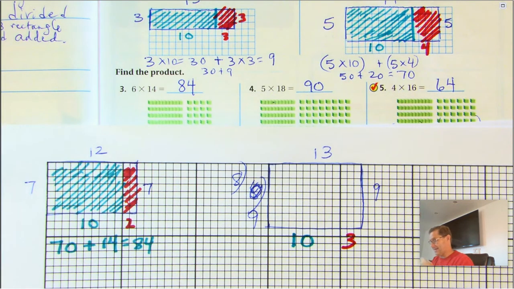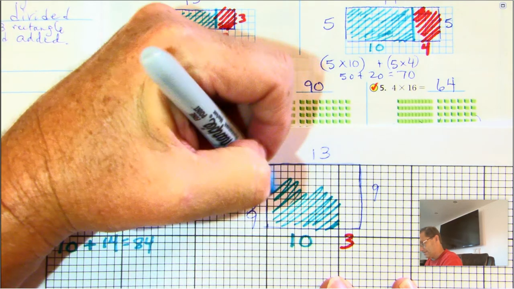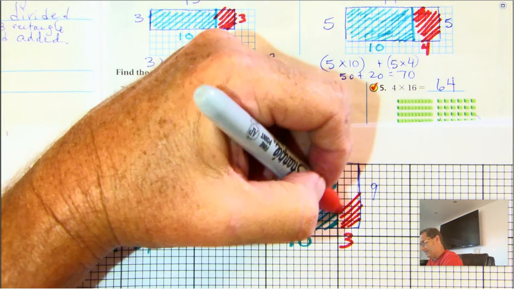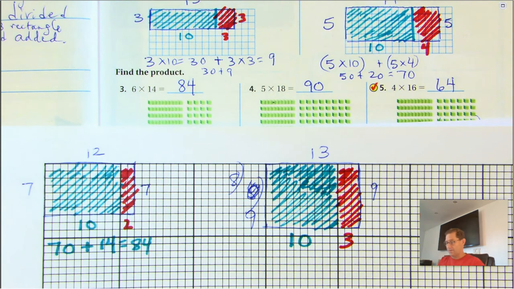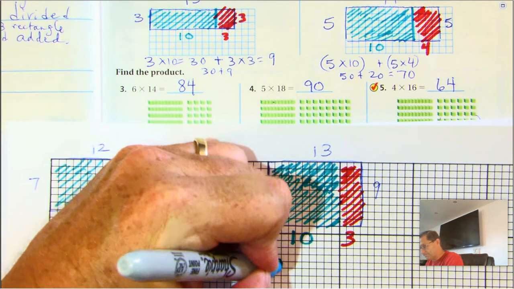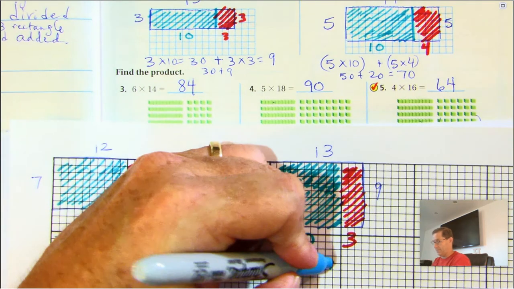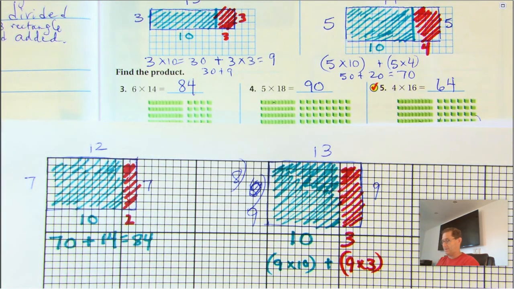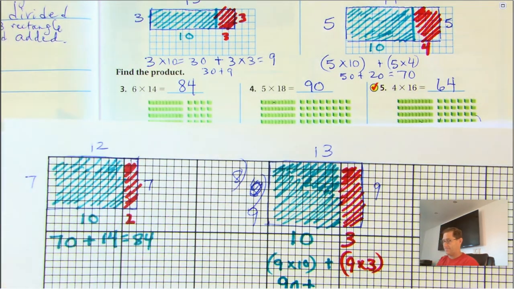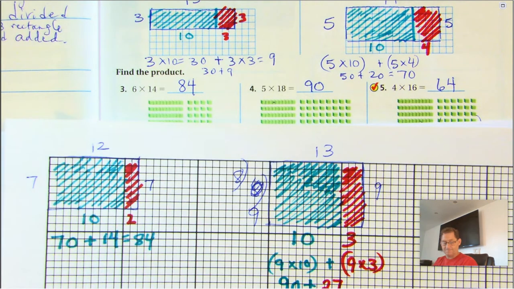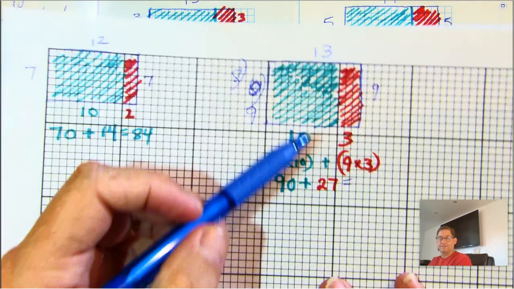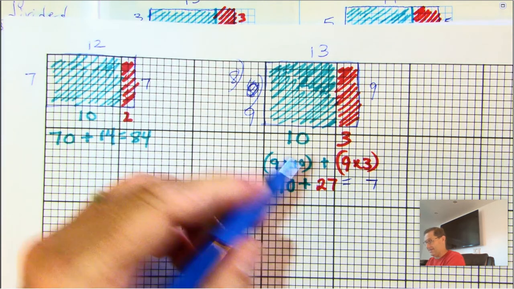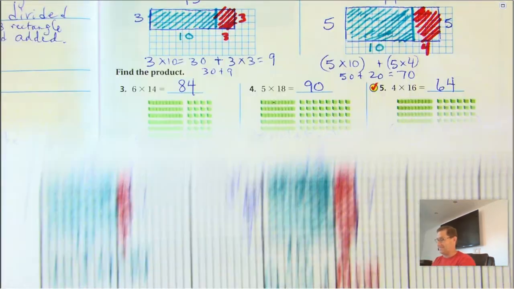So I'm going to have 9 times 10, and I'll have 9 times 3. So 9 times 10 plus 9 times 3. So 9 times 10 is 90. 9 times 3 is 27. 7 ones plus no ones is 7 ones. 9 tens plus 2 tens is 11 tens. So 117.